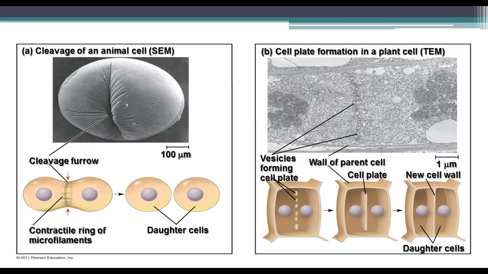Here we have the cleavage furrow in the animal cell. And we've got a contractile ring of microfilaments that are basically pulling like a drawstring to separate the cells from each other. In a plant cell, we have the formation of a cell plate, and this occurs as vesicles that are produced by the Golgi apparatus migrate to that metaphase plate there and begin to fuse together, and that forms the cell plate separating the two cells, making the cell wall in between the two cells, and then the membrane formation follows that.